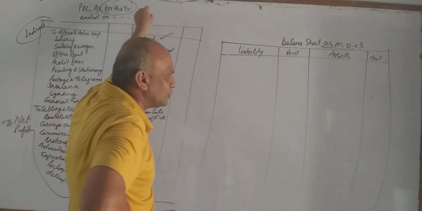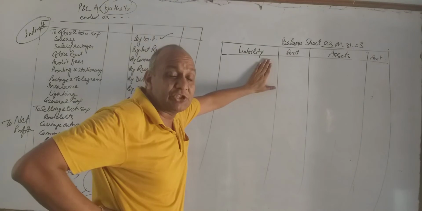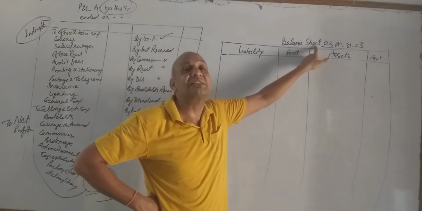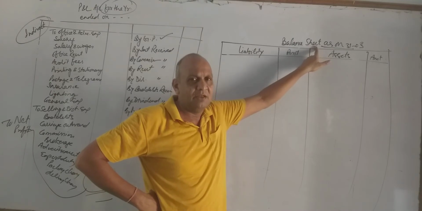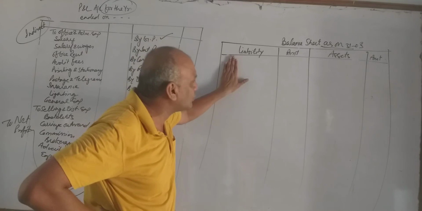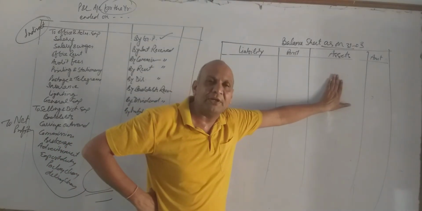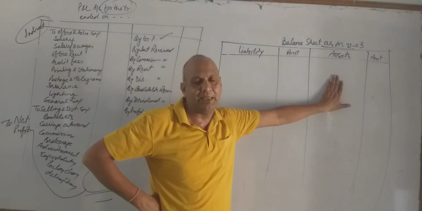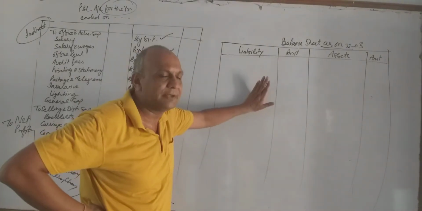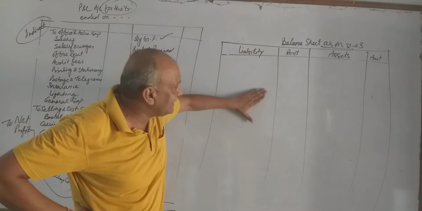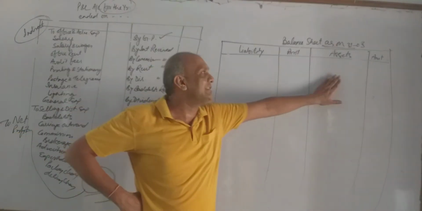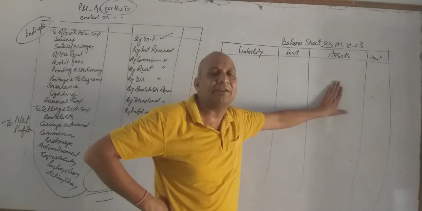Number two difference, this is not an account. This is a statement, balance sheet. It is a sheet, it is a statement. So this is not an account. That's why we are not going to use the word to or by. हम यहाँ पर to और by word को use नहीं करेंगे. Because it is not an account, it is a statement. And here this side is liability side, don't say it is debit. And this side is asset side, don't say it is credit.